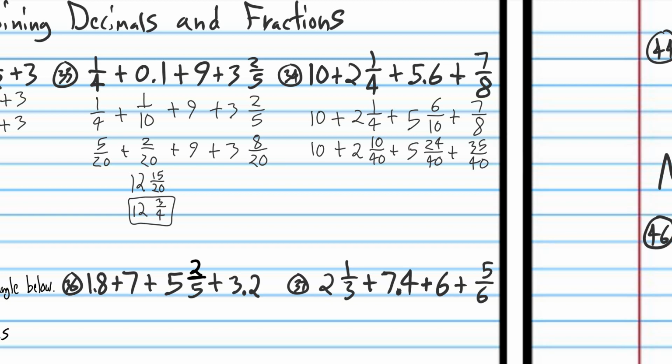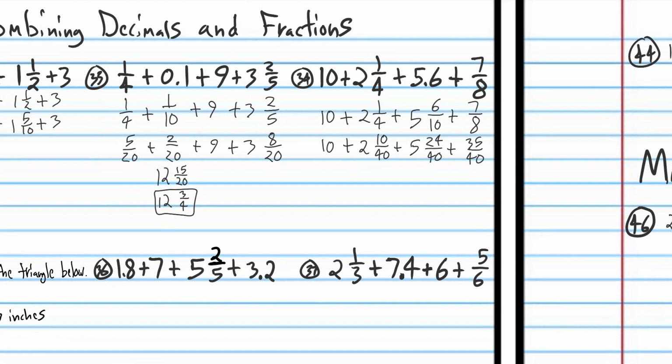Okay, so now we just add the whole numbers, the 10, the 2, and the 5, and we get 17. And then add the fractions, 10 40ths, 24 40ths, and 35 40ths. You can do that over here if you want, but I'm just going to do it in my head. Well, now that I have it written down, I might as well just do it here. So 69. We got 69 there.